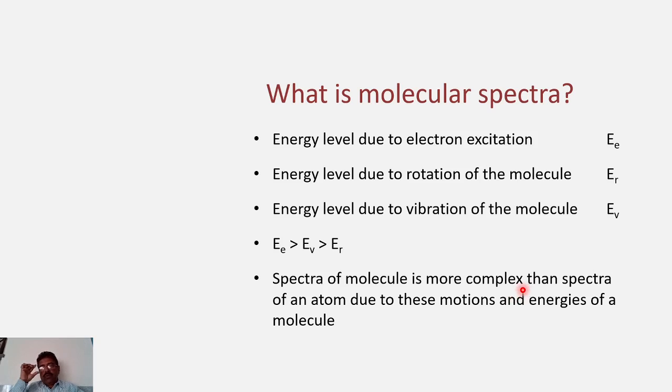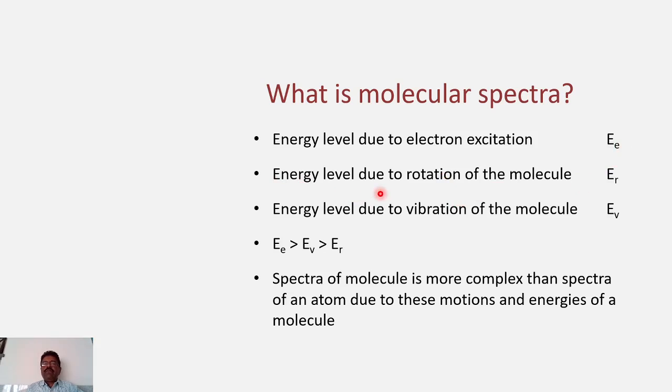Then, what is actually a molecular spectra? Different energy levels are involved because of the three interactions I have just mentioned. So what are these energies? First of all, the energy level due to electron excitation. Just like in an atom, the minimum energy of an electron is the ground state energy, and there are different energy levels. So in a molecule also, each constituent atom has its own energy level due to electron excitation. Let us represent it by E small e, where suffix small e represents the electronic excitation.